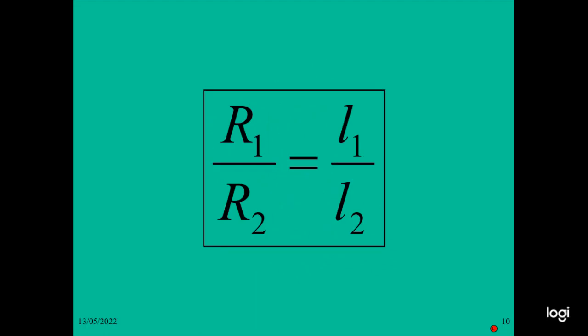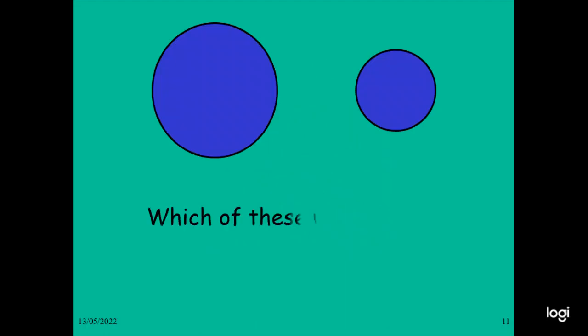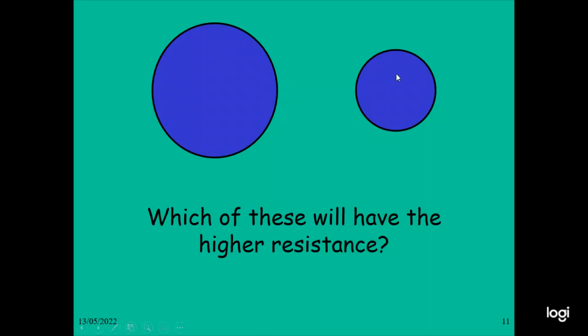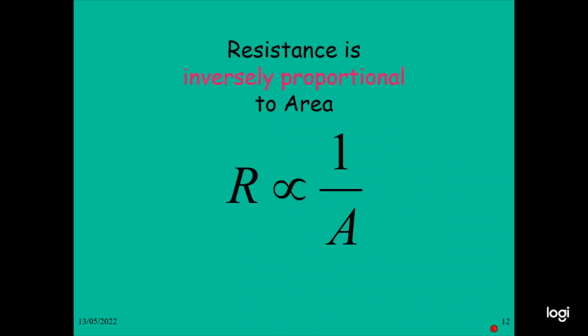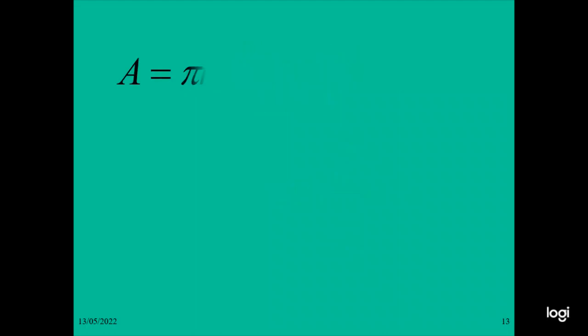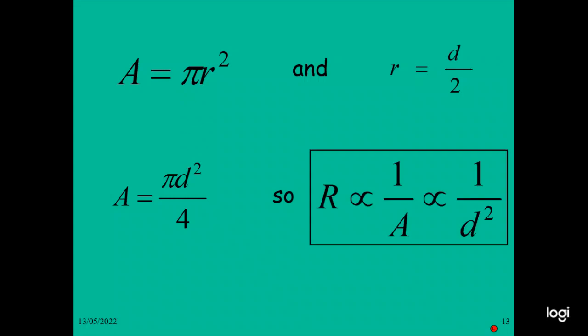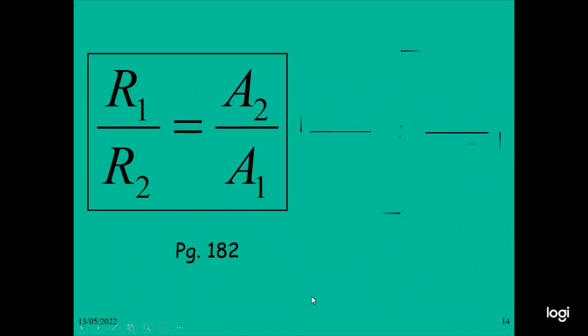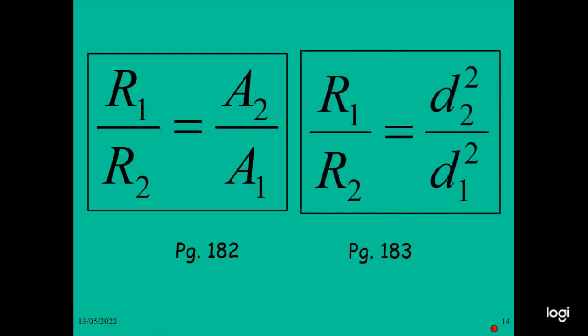So in this case, R1 over R2 equals L1 over L2. If we use a smaller cross-sectional area, we get the higher resistance. So resistance is inversely proportional to the area. When the area is higher, resistance will be lower. Area lower, resistance will be higher. In this case, A equals pi R squared. R equals D by 2, so that A equals pi D squared by 4. So R is directly proportional to 1 by A or 1 by D squared. R1 A1 equals R2 A2. This is already given.